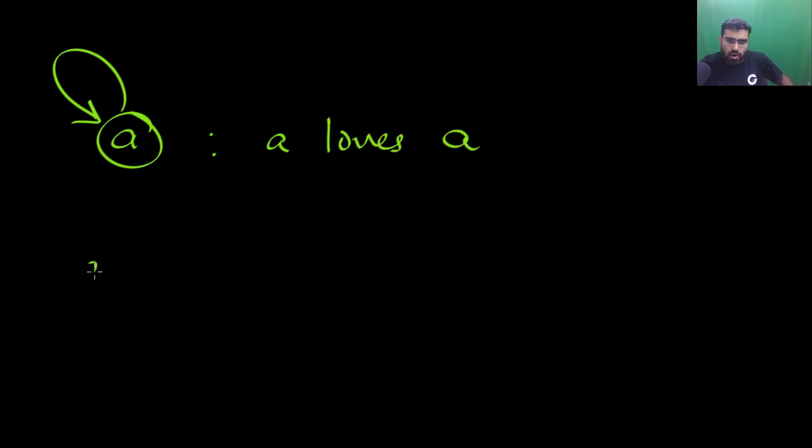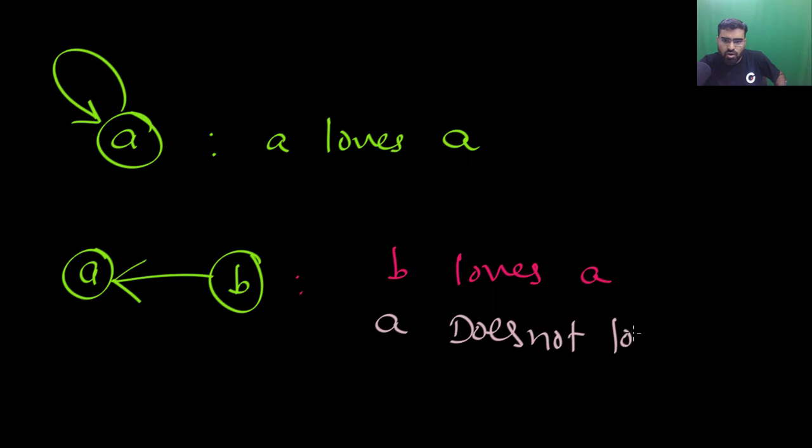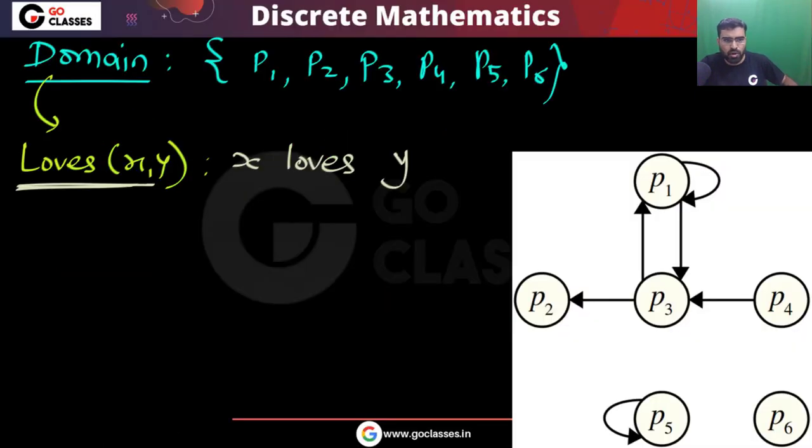And if there is no arrow from A to B, for example, let's assume there is an arrow from B to A, but there is no arrow from A to B, it simply means that B loves A, because there is an arrow from B to A. But remember, because there is no arrow from A to B, it simply means that A does not love B. So this is what this diagram means. I hope this point is clear.